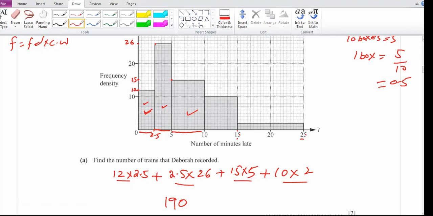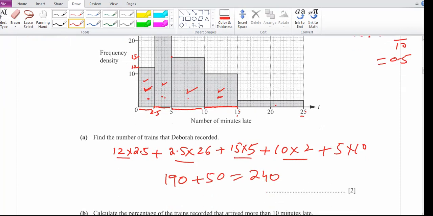Sir, why did we just calculate 4 trains, not the other 2? I missed this one also, sorry. I was just going to say that. Its class width is 5 and its height is 10, so that should also be included, 5 into 10, plus 50 more, so the total will be 240. Thank you for reminding me. If we are taking the total number of trains, we must include each box. By mistake I missed this one. Now it is clear.